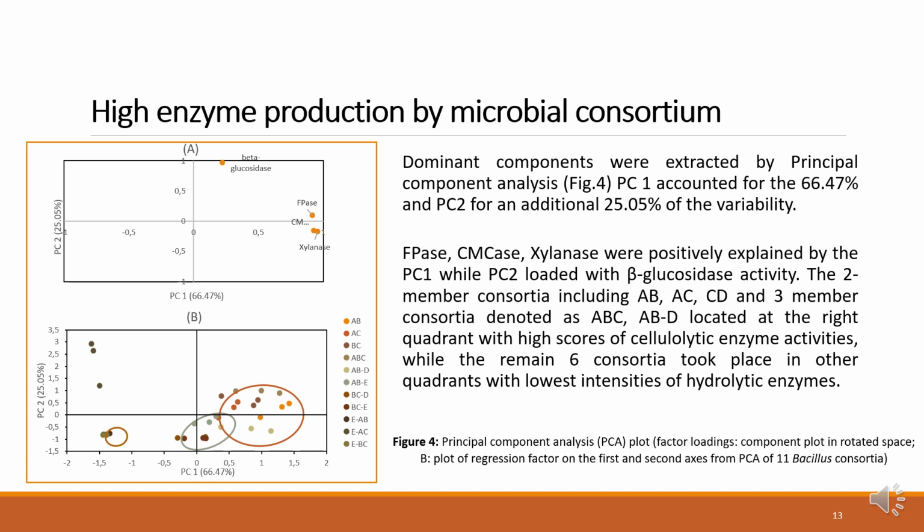The two-member consortia, including AB, AC, CD, and the three-member consortia denoted as ABC and ABD, were located in the right quadrant with high scores of cellulolytic enzyme activities, while the remaining six consortia took place in the other quadrants with the lowest intensities of hydrolysis enzymes.